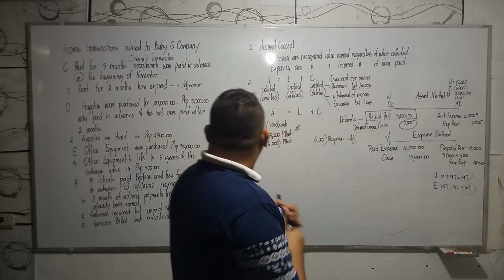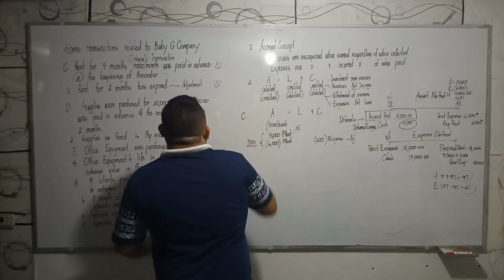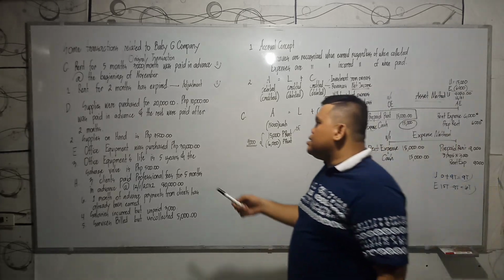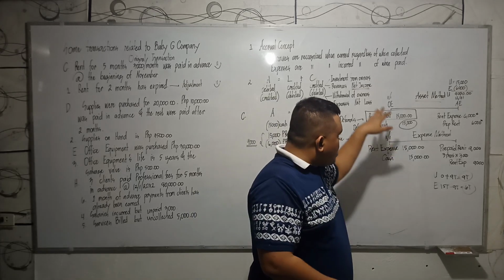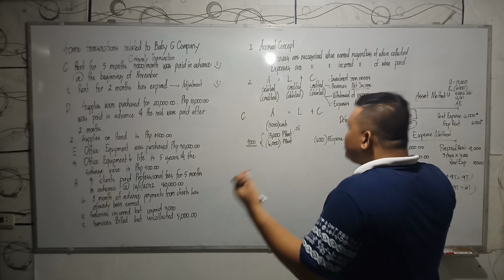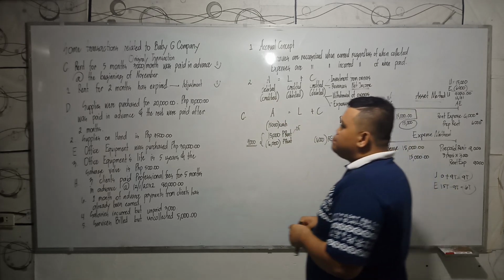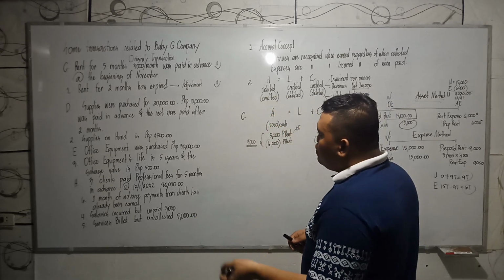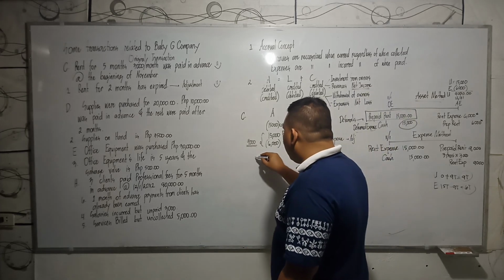And of course, in order to practice more, supplies are also recognized as either asset method or expense method. So in order for you to master, let's have another one. Let's talk about the supplies. It is said here that the supplies were purchased for 20,000. 10,000 was paid in advance and the rest were paid after 2 months. So that means there is an original entry.